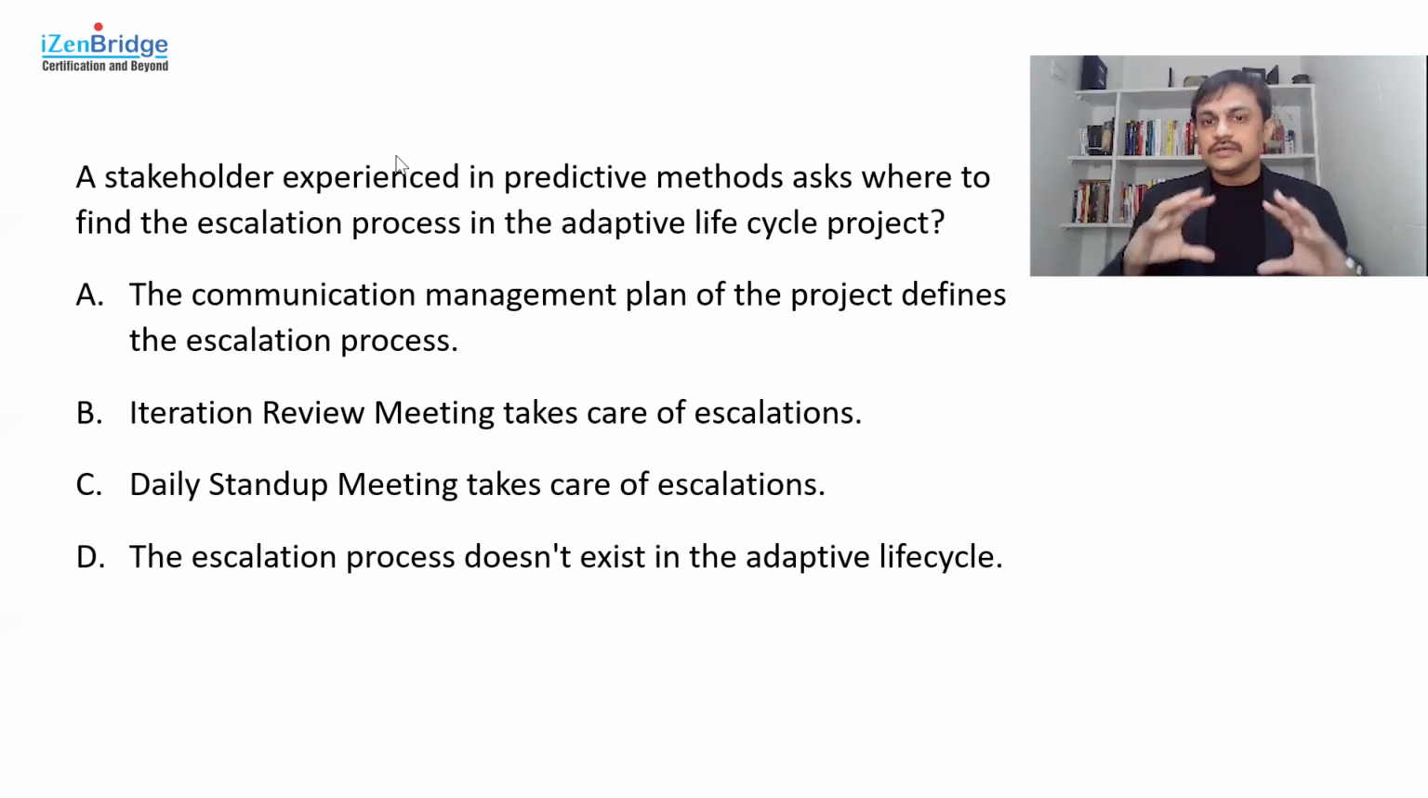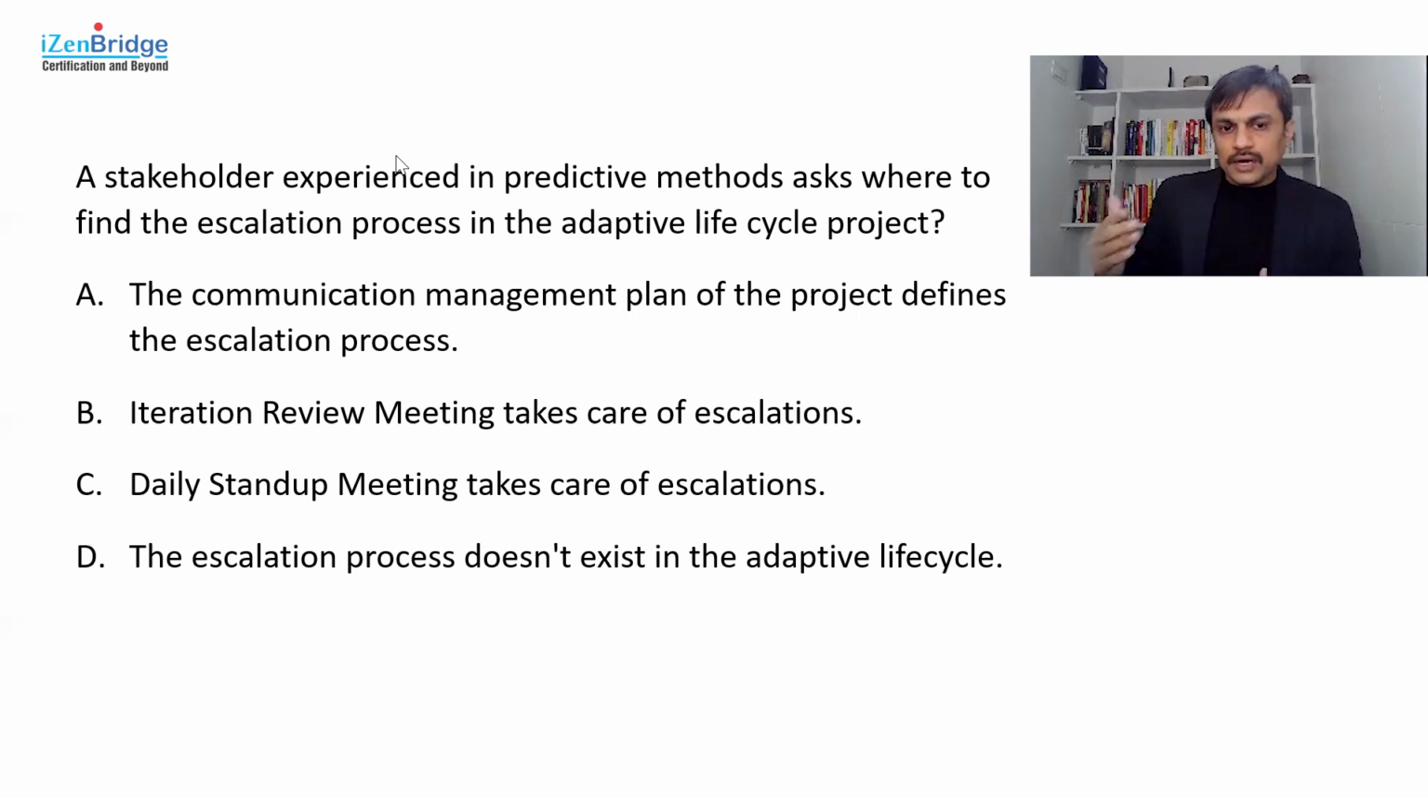Even with a pure agile way of working, we need to have a little more explicit understanding of various things like communication, escalation, stakeholder engagement, and quality management. So these understandings are needed. Now let's go with the options. Option A seems to be a good one for me, and let's see the other ones. Option B, the iteration review meeting takes care of an escalation.